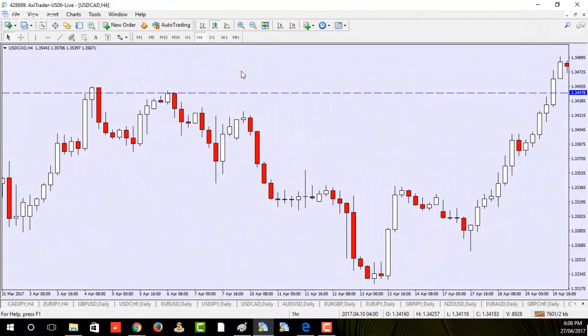Now, this first strategy is really only for when the market's trending, so it's going up or down.